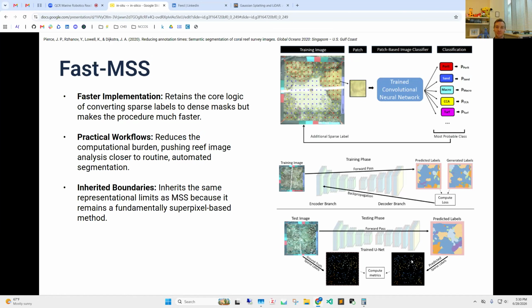But anyways, sometimes there's benefits to coming second, because Fast MSS, which was released in 2020, is mostly MSS, but using a slightly faster version of SLIC and a couple of other minor techniques that would increase things like mIoU and pixel accuracy. But more or less, it's fundamentally the same thing, just a slightly faster implementation, which helps with scalability.